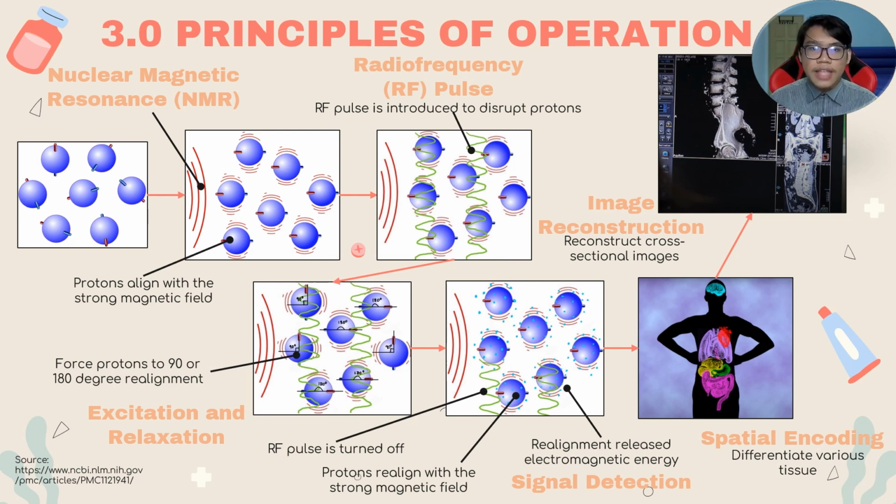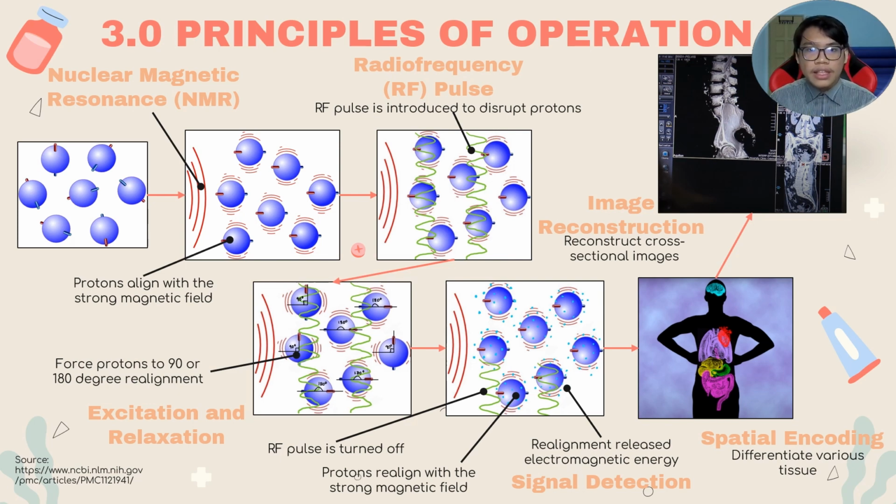Then the technician will introduce a radio frequency pulse (RF pulse) that disrupts the protons and forces them to either a 90 or 180-degree realignment with the static magnetic field. This pulse pushes the protons to go against their nature. Therefore, when the pulse is turned off, the protons realign with the strong magnetic field, releasing electromagnetic energy.